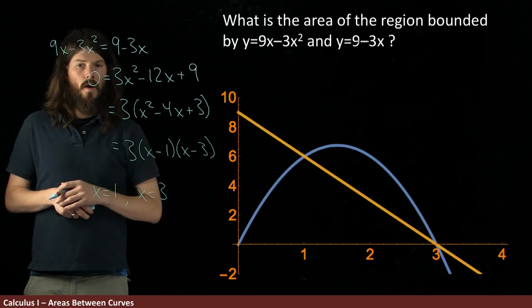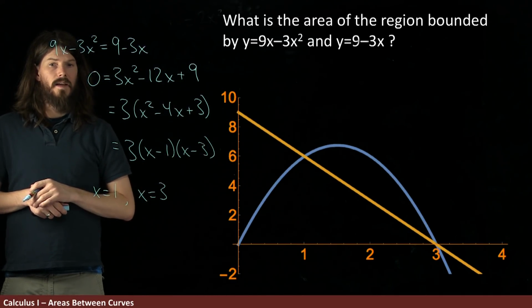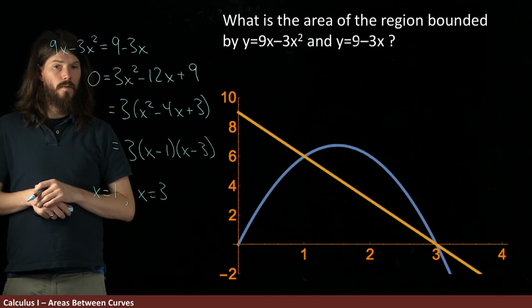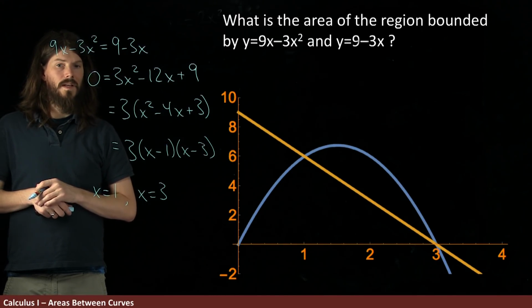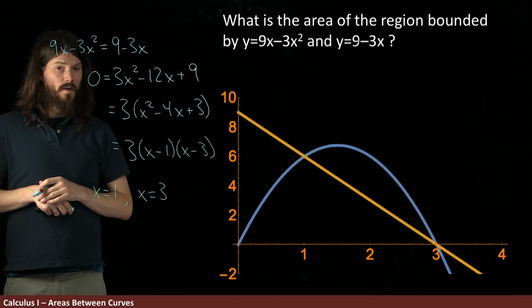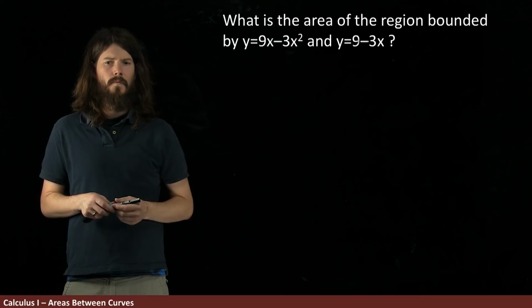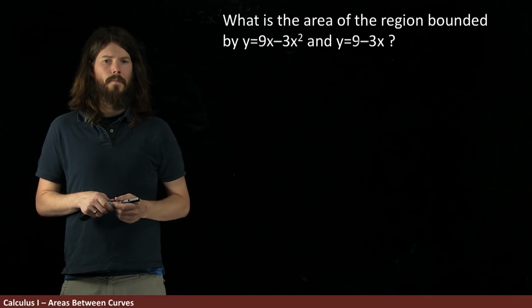So we know our larger function, that's going to be the quadratic function, 9x minus 3x squared, and we know our lower function, that's the linear function, 9 minus 3x. This is over the interval 1 to 3, and so the next step is to complete that integration. All right, let's start with what we know.